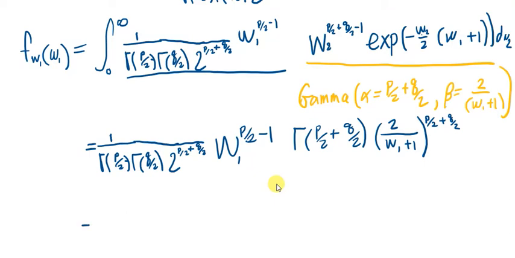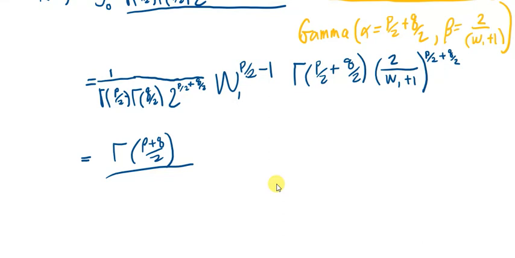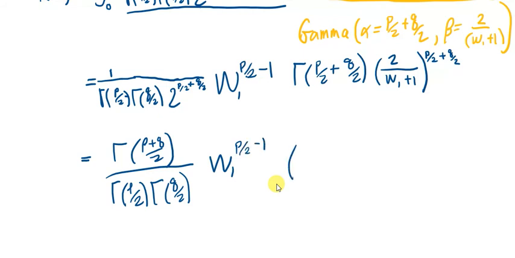Then we can simplify this a little bit, so we have gamma p plus q over 2 over our constant, which is gamma p over 2 gamma q over 2. Our 2 to the power of p plus q over 2 actually is going to all cancel out, so then we just have W1 to the p over 2 minus 1, and then we have 1 over W1 plus 1 to the power of p over 2 plus q over 2.